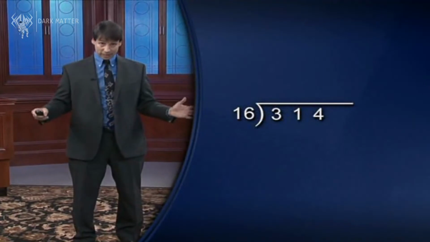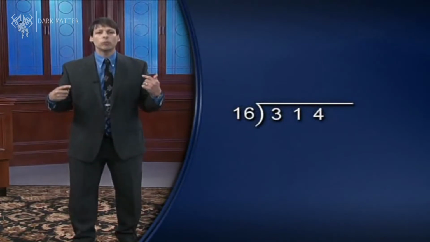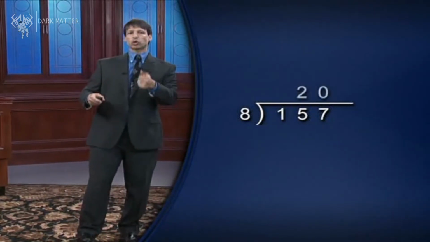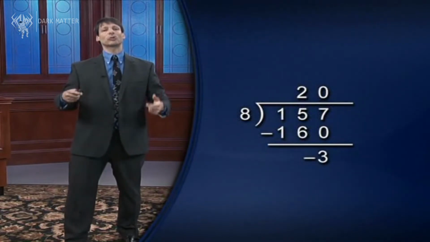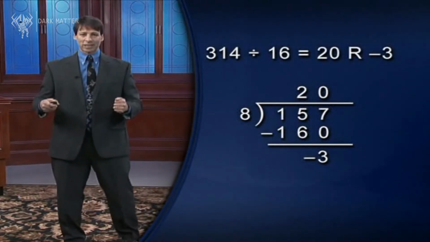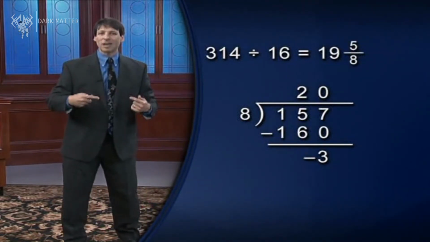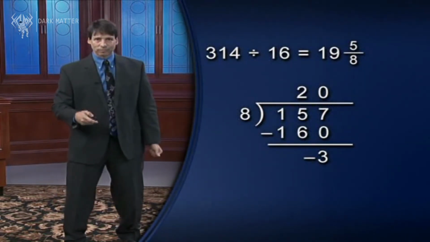Here, let's try the problem 314 divided by 16. Since both numbers are even, we can divide both numbers to give the new problem 157 divided by 8. And since 8 times 20 is 160, which is a little too big by 3, we can get an answer of 20 with a remainder of negative 3. That's what we think. Then we think that's 19 with a remainder of 5, but we have to say the answer 19 and 5/8. When the divisor ends in 5, doubling both numbers will usually simplify your problem.